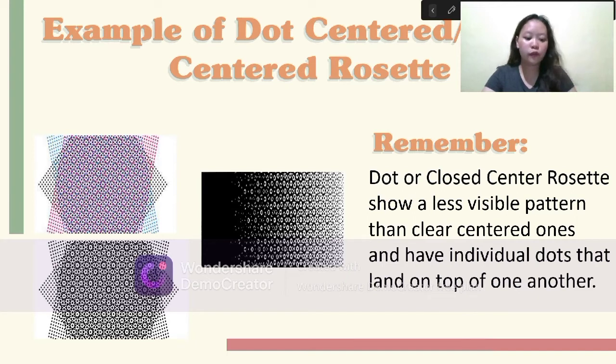Before that, we have to remember that dot or close-centered rosettes show a less visible pattern than clear-centered ones and have individual dots that land on top of one another.